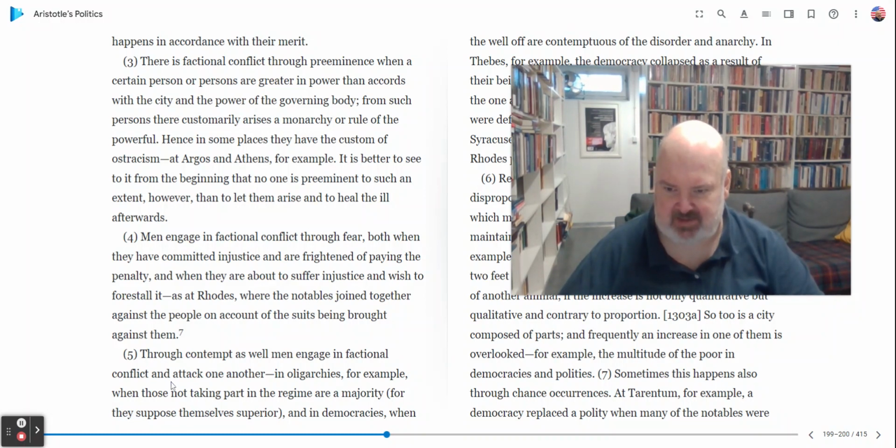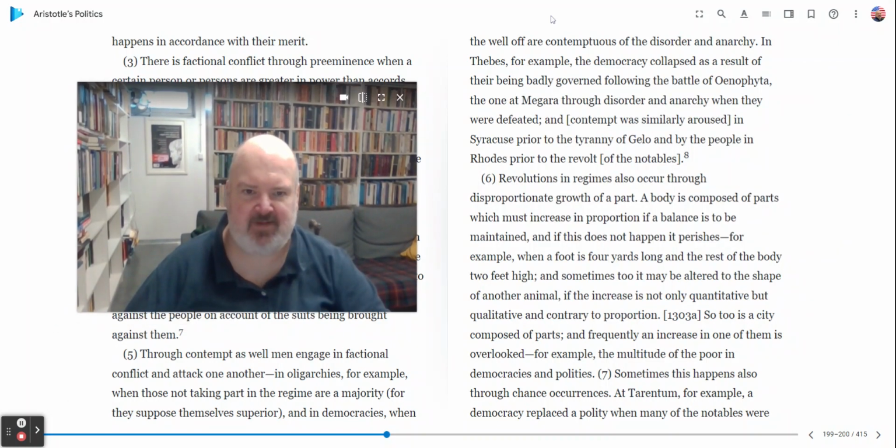and through contempt as well, men engage in conflict and attack one another. In oligarchies, for example, when those not taking part in the regime are a majority, for they suppose themselves superior. In a democracy, when the well-off are contemptuous of the disorder and anarchy. Right. This is again contempt.